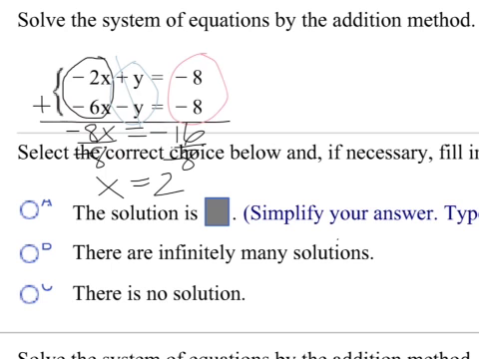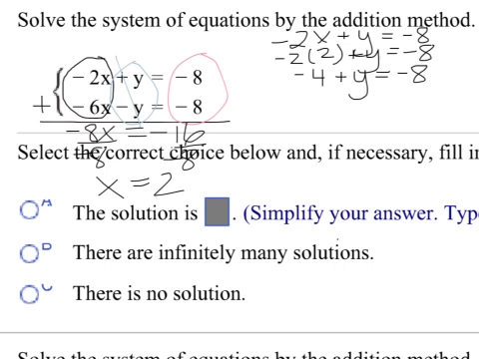Now I'll take what x is equal to and substitute it into either of my original equations, and then I can figure out what y is. It looks like to me the first equation is easier to substitute because the y is positive in that equation. So I'm going to substitute my 2 in place of x in the first equation. So in place of the x, I've put 2, so I've got negative 2 times 2 plus y equals negative 8. And now I'll simplify.